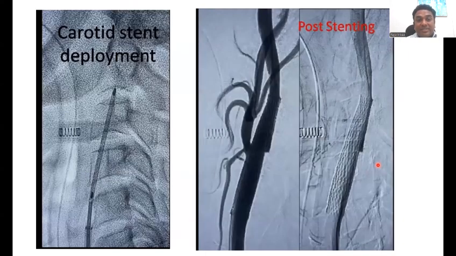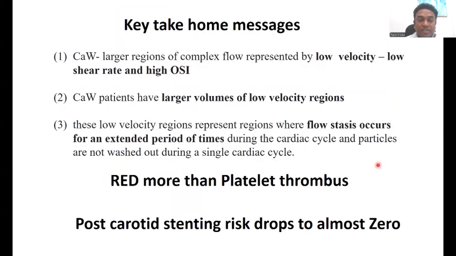And we went ahead and stented this patient. So the key take-home messages in a carotid web are, beyond this flap, there's a very low velocity region, which correlates with a very low shear rate and a high oscillatory shear index, which all promote thrombus formation. Again, the percent of volume with low velocity is significantly higher in the carotid web compared to normal and atherosclerotic patients. And the duration of the cardiac cycle at which this low velocity, low flow persists is much longer in the carotid web as compared to the other groups of patients. That means the stasis is significantly prolonged. Therefore, the thrombi are not cleared, and it more often forms red thrombi than platelet thrombus.